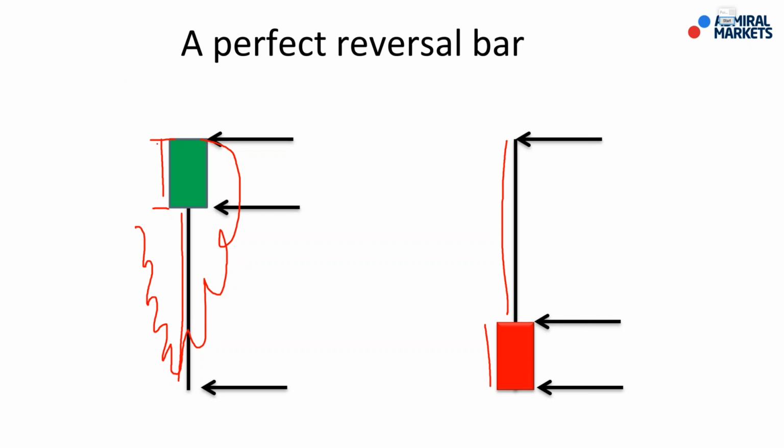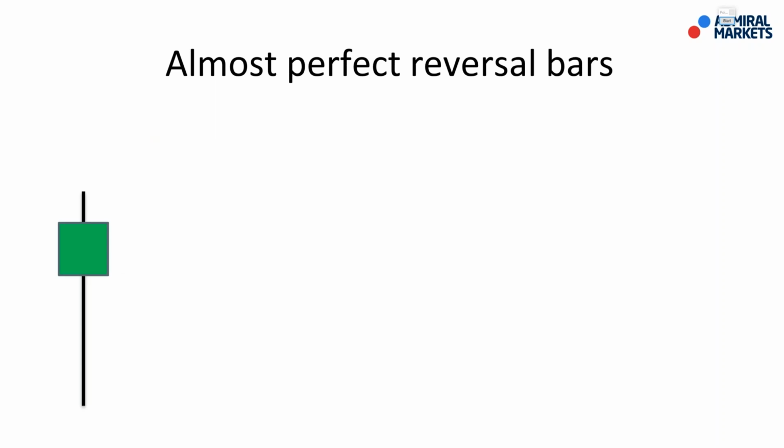The perfect reversal bar has the close at exactly the high of that watching period. So there you can see the difference now. And an almost perfect reversal bar has a little bit of space between the close and the high. But you can see the shadow is twice as long as the body itself. That's really important. So this is an almost perfect reversal bar in the long direction.